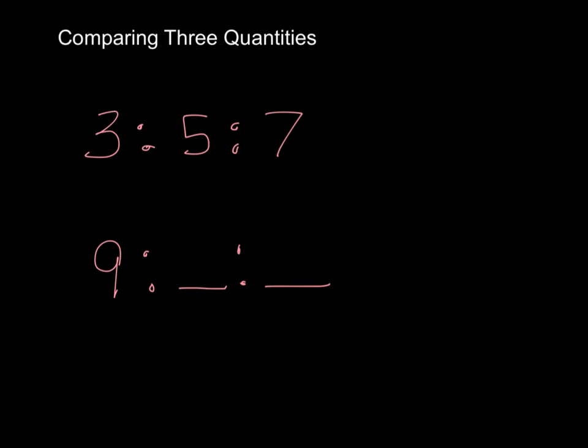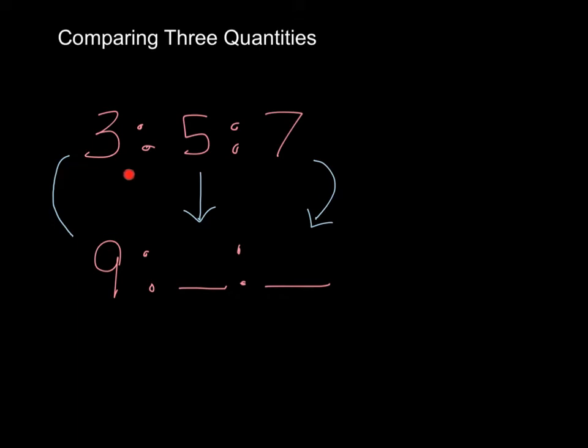Comparing three quantities is not going to be a lot different than when we compared two quantities. We just have three terms in our comparison this time. So if I'm given one combination of terms, then I have to do the same thing to the other two terms to get the missing numbers. So 3 to 5 to 7 is 9 to what to what?